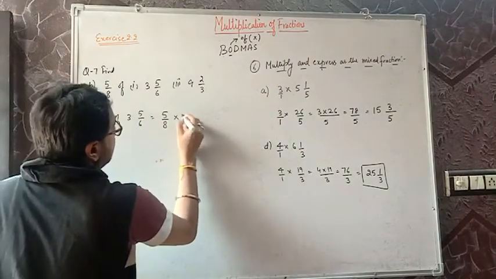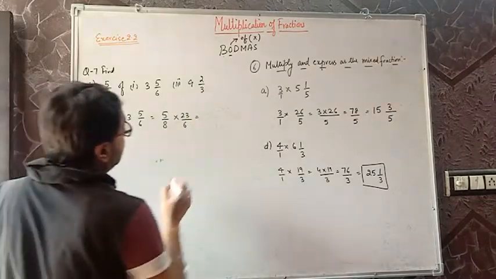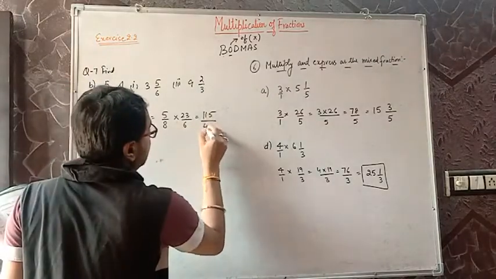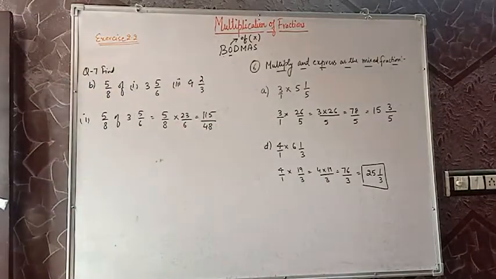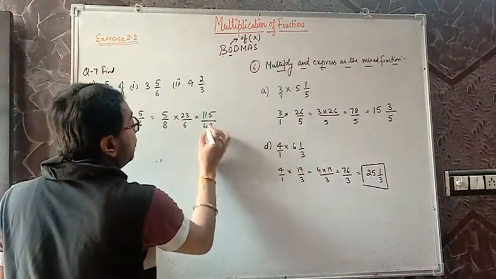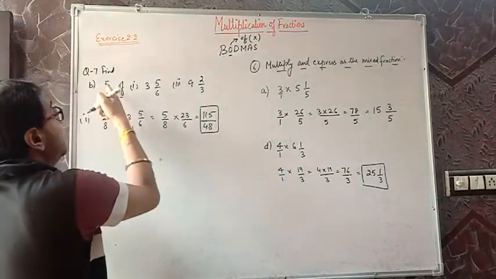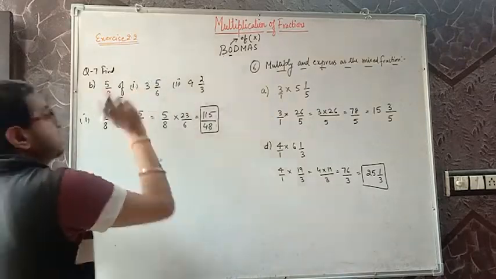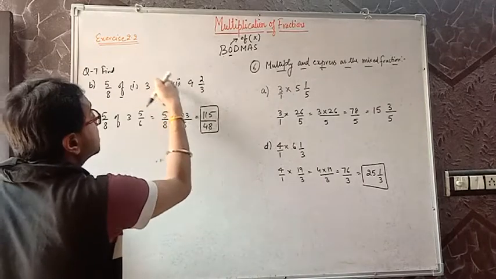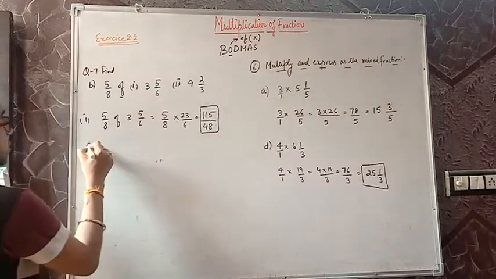This means 18 plus 5, 23 upon 6. If I solve, I'll be getting 115 upon 48. This is the answer. Now understand the meaning of this. Again, it means 115 upon 48 is the 5 by 8 part of this. If you clearly see, this is 5 by 8 part of this complete. Are we clear about this? So the rest of the questions you can do, the A part you can do as homework.